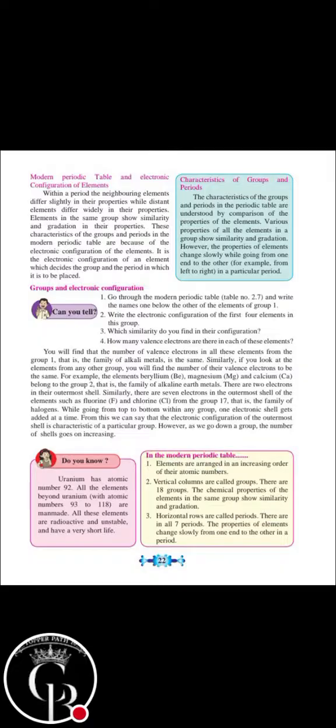Similarly, there are 7 electrons in the outermost shell of elements such as fluorine and chlorine from group 17, the family of halogens. While going from top to bottom within any group, one electronic shell gets added at a time. From this, the electronic configuration of the outermost shell is characteristic of a particular group.